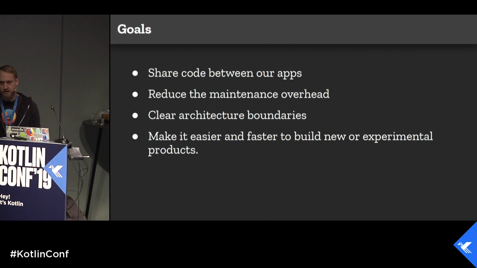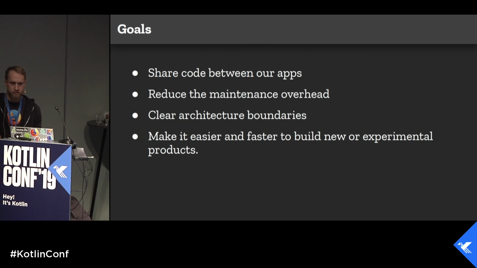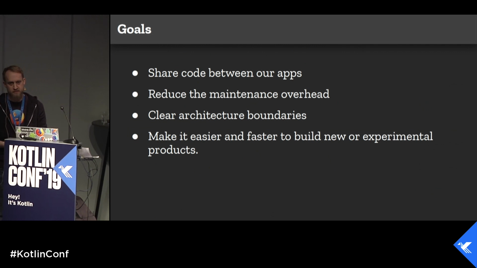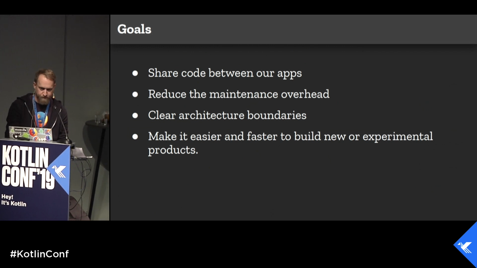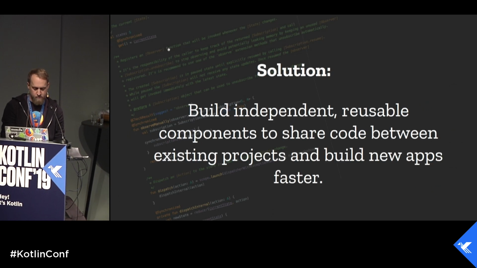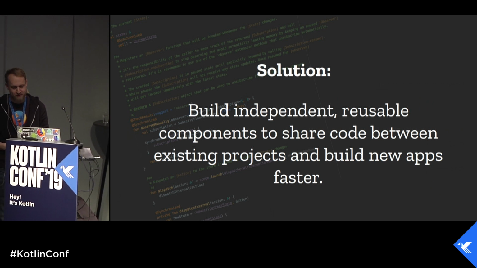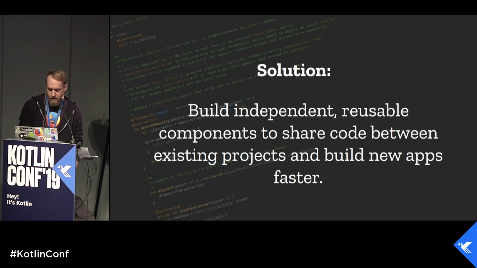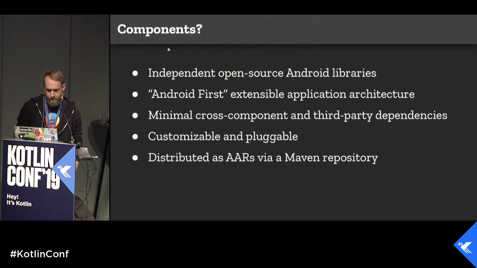We wanted to have clear architecture boundaries. Features should be isolated from each other and not interfere if they are not designed to do this. And finally, if we want to build more apps or experimental apps, then this should be fast and easy to do. So we came up with this solution. Let's just build independent reusable components, and then we can use them if we build new apps or if we want to run some experiment with some demo build.